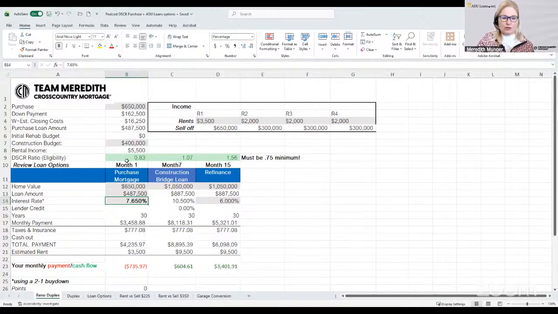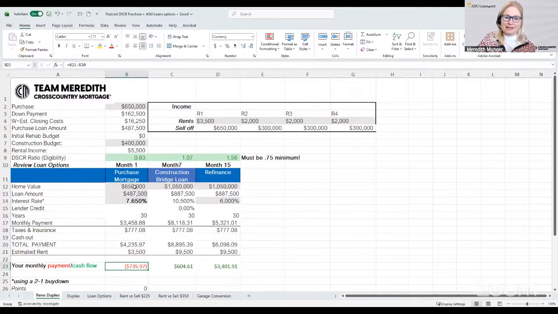But anyway, as you can see here, the DSCR ratio right now is 0.83. That means this rent only covers 83% of the total monthly mortgage payment. That's the actual mortgage payment, property taxes, and insurance. There is no homeowners association. So his net cash flow is negative by $735.97.